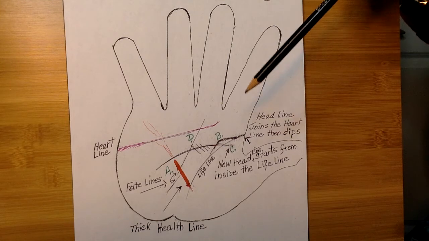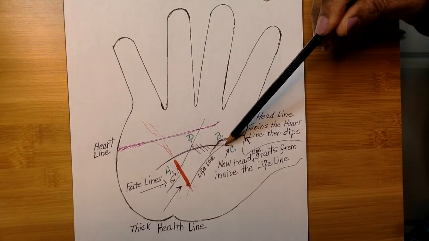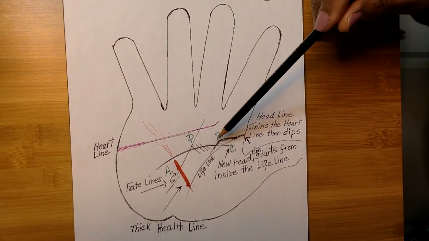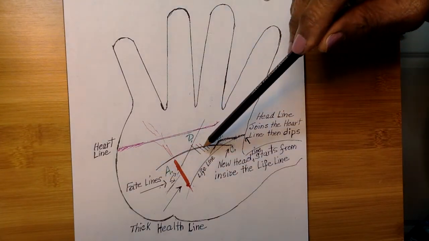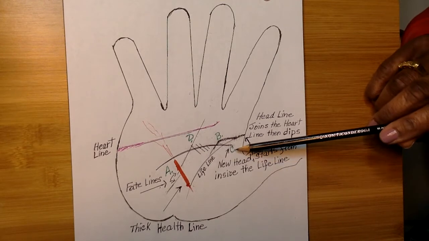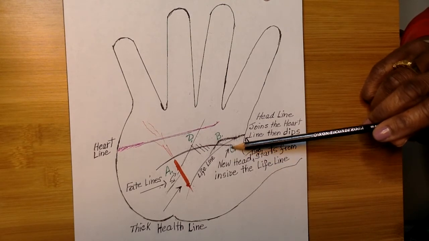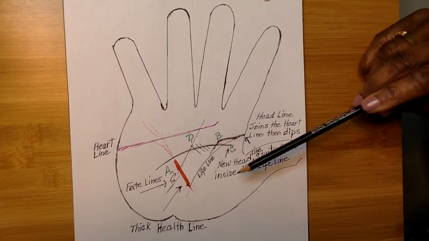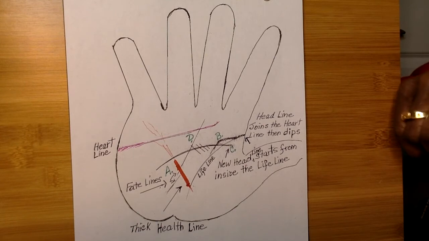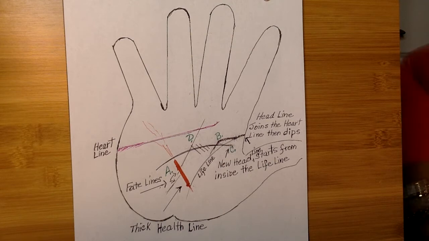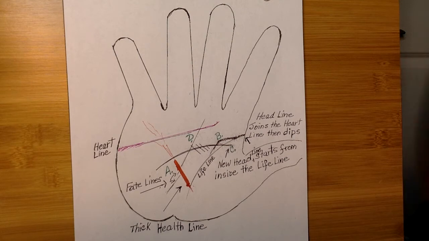But it's replaced by this line coming from inside the lifeline, and it moves on strong. That's what happens here. One other point I want to make here. Look at where it starts or originates from. This area here is Mars. And what does Mars mean? Any line originating from the Mars line or mount of Mars speaks of fighting spirit, energy, and aggression.